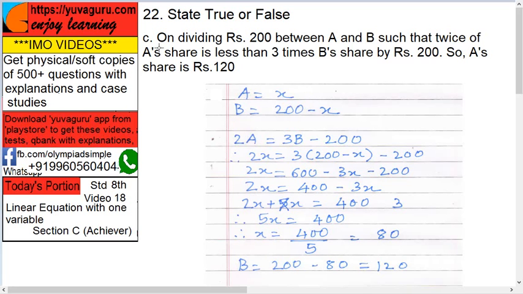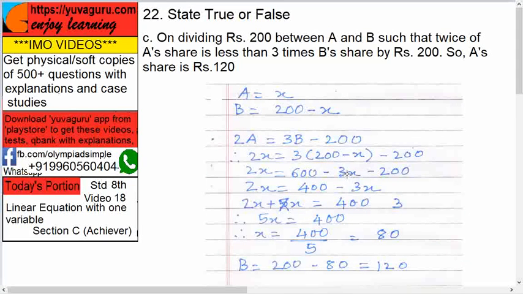Then you get the answer of twice A share. So 2A equals 3B minus 200, right? Solve this. What is A? Let A be x. So 2x equals 3 into (200 minus x) minus 200. Solve this again. 3 times 200 is 600, so 600 minus 3x minus 200.